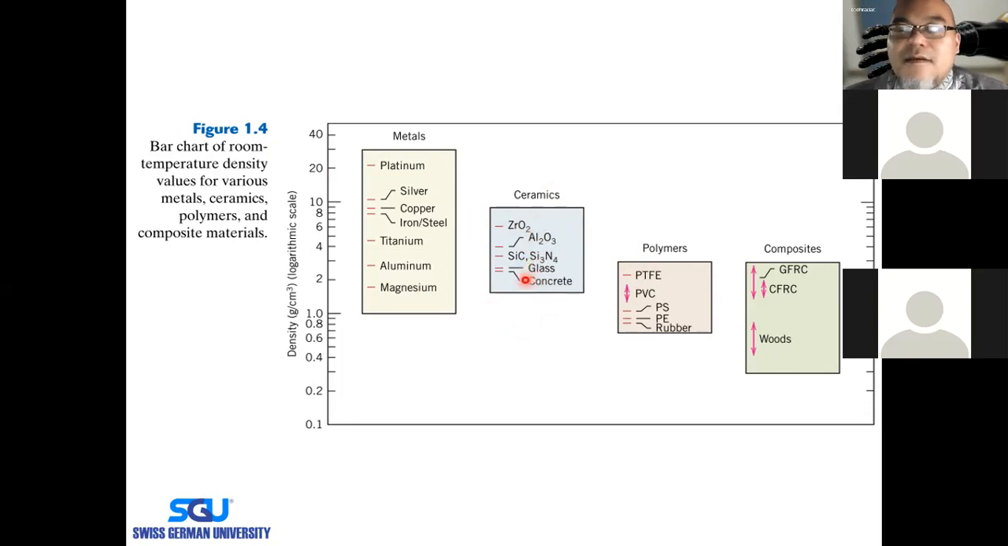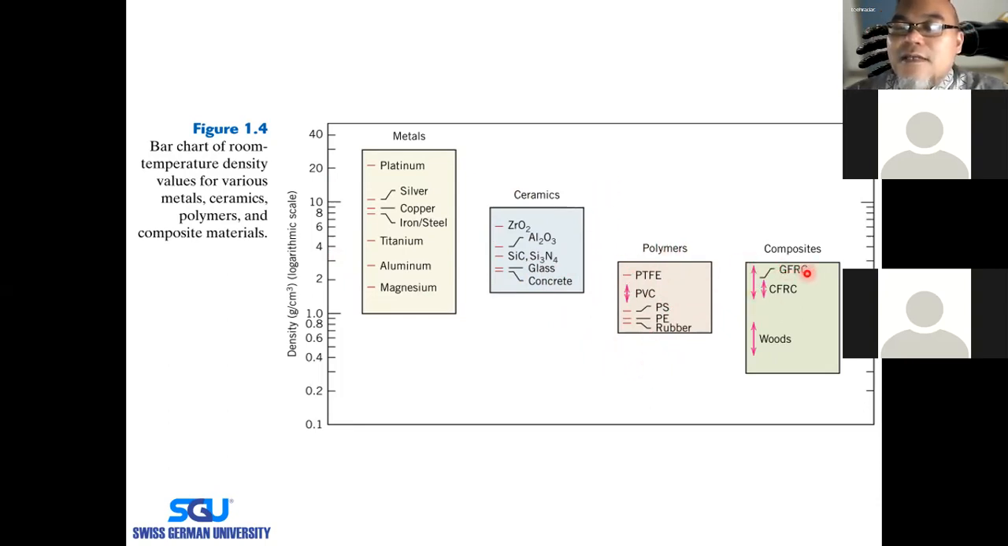Then glass. Glass, even though it breaks easily, has relatively high density, about 3 gram per centimeter cubed, or 3,000 kilogram per meter cubed. Then concrete. Then polymers. Polymers are the softest, with one of the lowest densities among the types of material: PTFE, PVC, polyvinyl chloride, PS, polystyrene, PE, polyethylene, and rubber. Rubber is the lowest. That is why many polymers can just float in the water, because their density is lower than water.